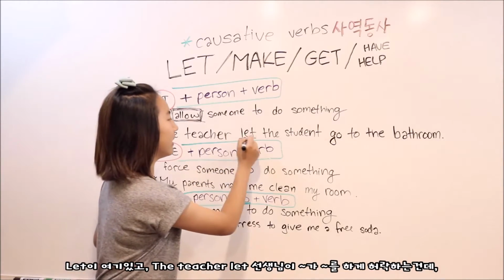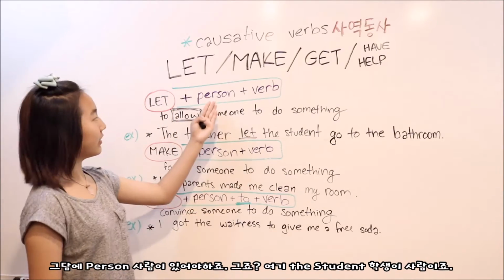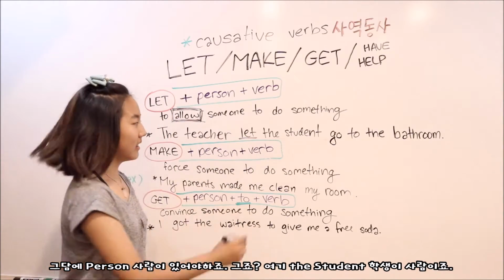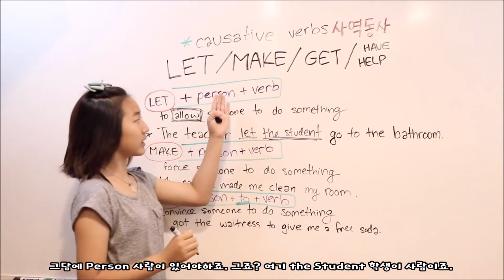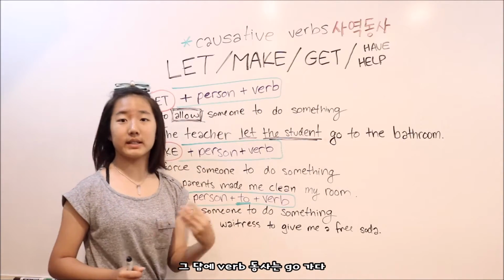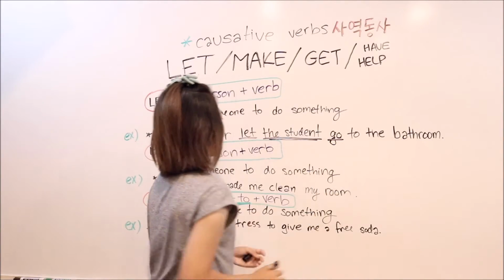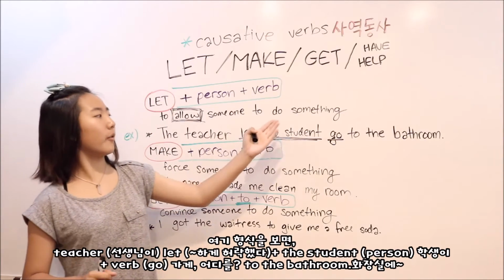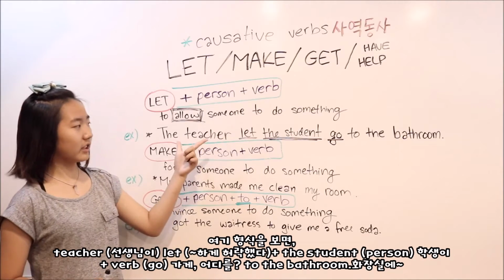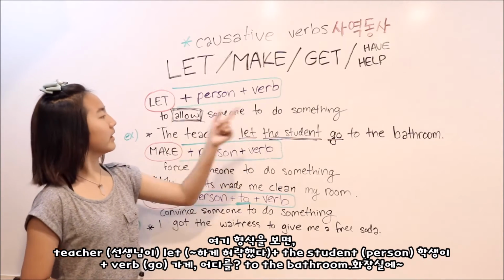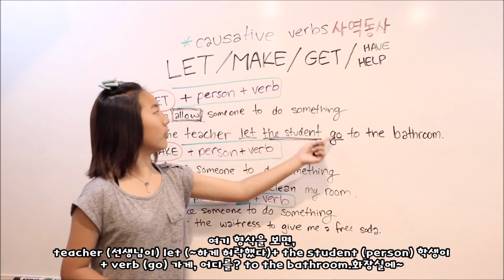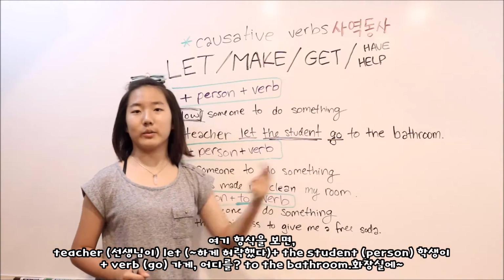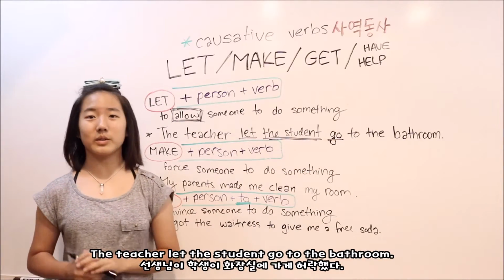Let is right here. The teacher let, and then we have a person, right? The student is the person, and then the verb is go. The teacher let the student go to the bathroom. So you can see the format here. The teacher let the student go to the bathroom.